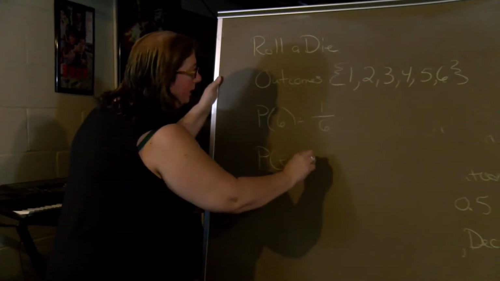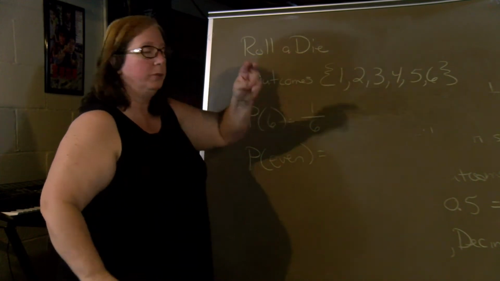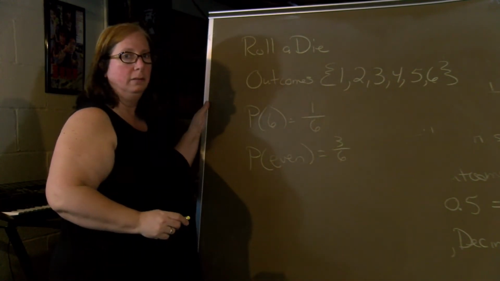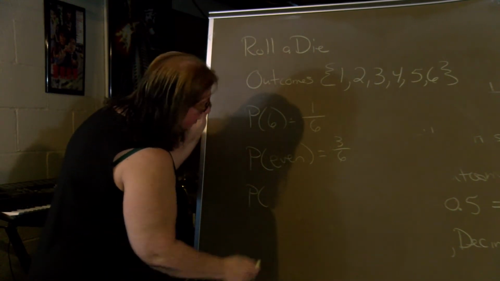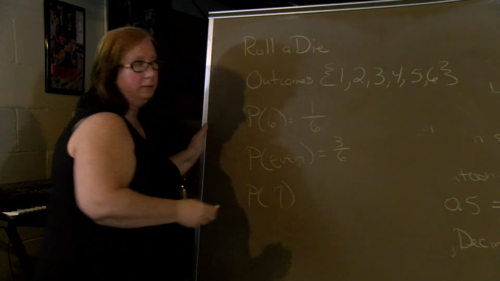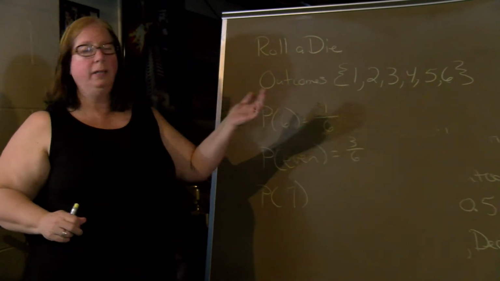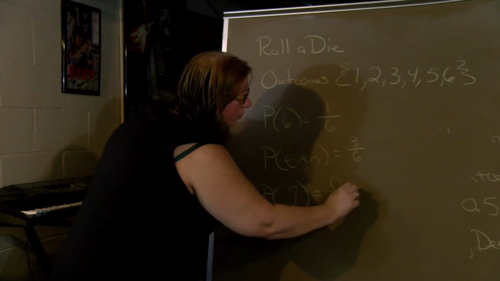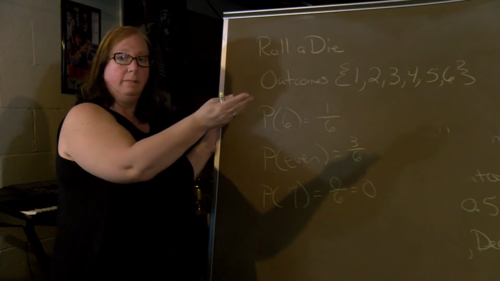Probability of rolling an even, well, the evens are 2, 4, and 6, so there's 3 of them out of the 6. How about the probability of rolling a 7? Not going to happen, right? Well, then the probability is 0 out of 6, or 0, because there isn't a 7.